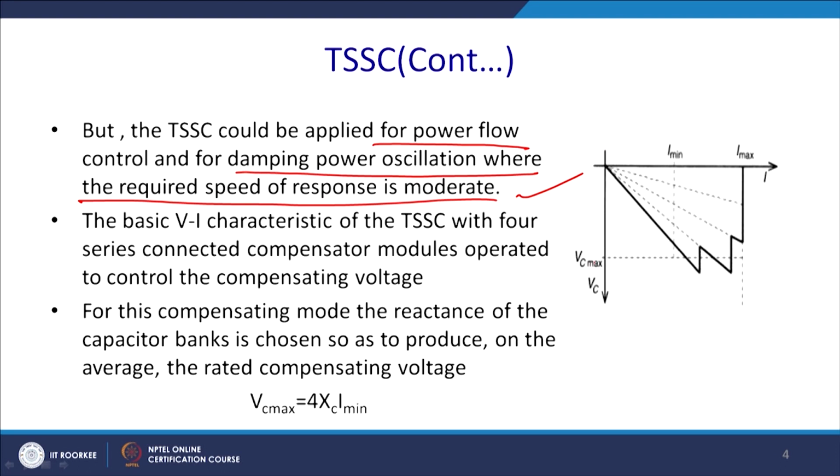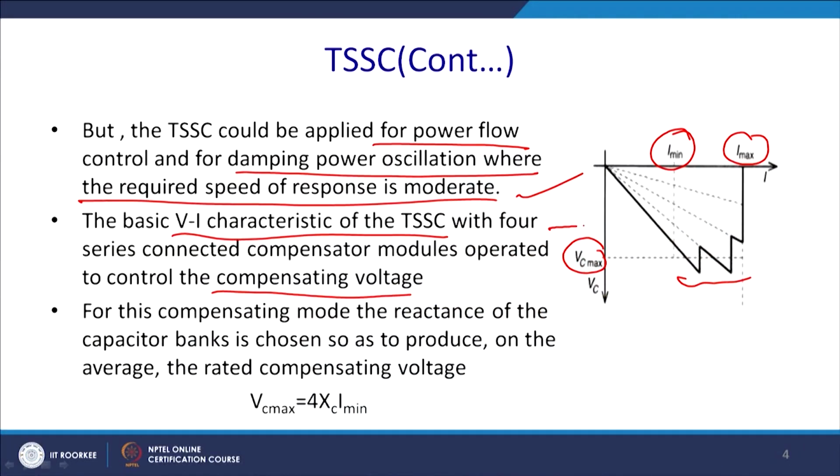You see, this is the Vc max, the maximum Vc that can be applied, and this is the VI characteristic, and accordingly this value can be changed. This is I max and this is I min. Within the range you can operate, you can choose any value of the admittance.